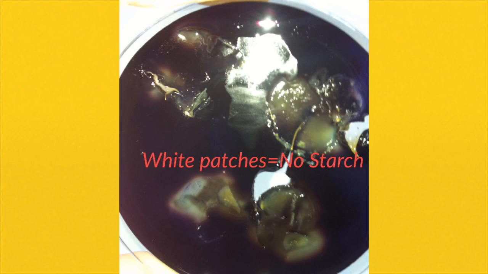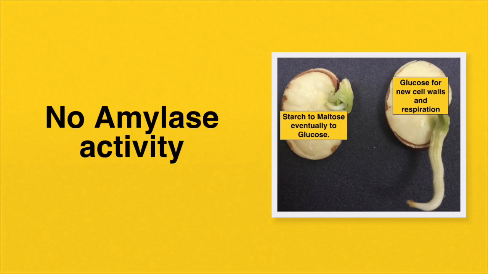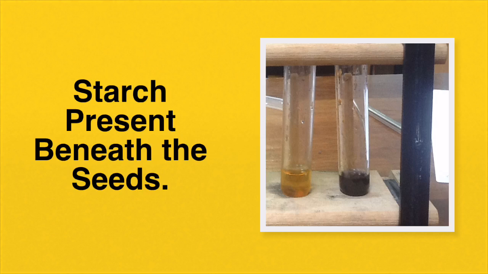In contrast, the whole of the control plate was blue-black. There were no white patches, which means that the whole plate still had starch. Why was this? Why did this control plate have no white patches? The reason why there were no white patches on the boiled or the control is basically because there was no amylase activity. Those seeds had been boiled, and boiling destroyed or denatured those amylase enzymes. So the starch remained underneath the seeds, and this is why there were no white patches.